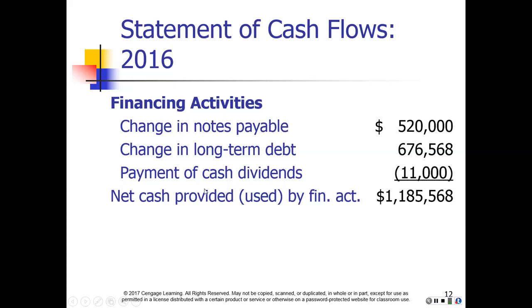You can see that here we are using cash dividends. That goes to stockholders. But bondholders get interest payments, but we don't put that in here because that was already taken care of in the income statement. We don't want it double counted over here. So net cash this time with financing activities, we raised cash. So net cash provided by financing activities was $1,185,568.